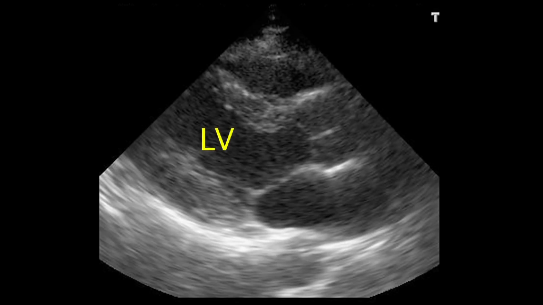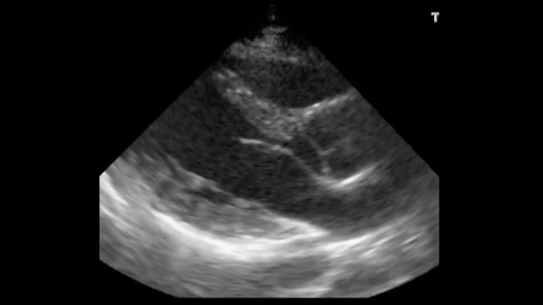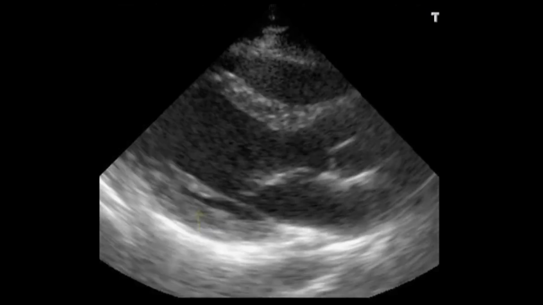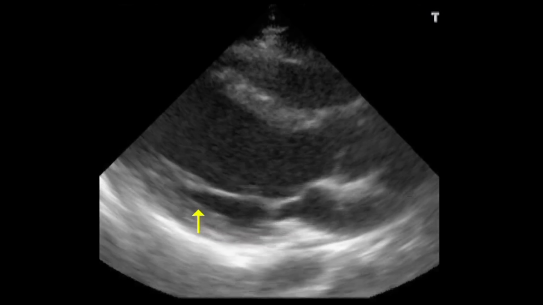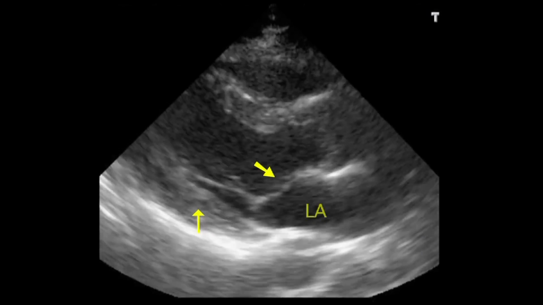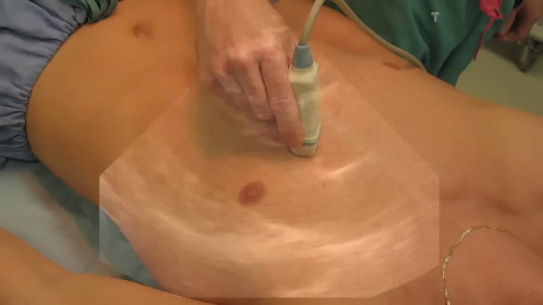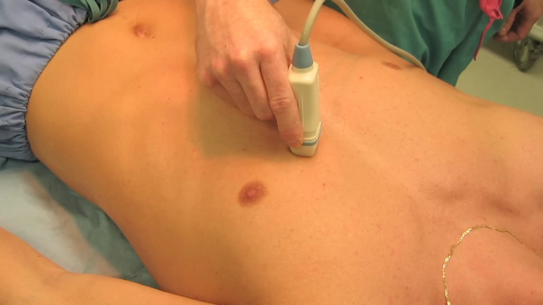The base of the left ventricle, the mitral valve, left atrium, and aortic valve and proximal aorta are also seen. The apex of the left ventricle is not visualized in the standard view. The aortic valve and root should be at the right side of the screen. The bottommost structures on the standard view should be the inferior wall of the left ventricle, the mitral valve, and the left atrium.